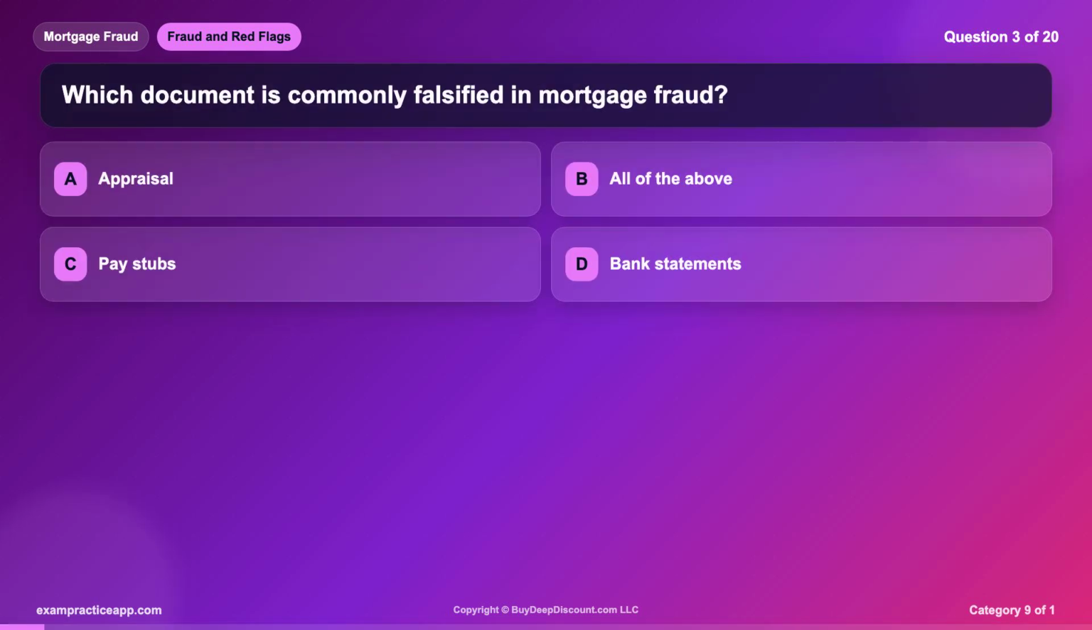Question 3. Which document is commonly falsified in mortgage fraud? Option A, appraisal, option B, all of the above, option C, pay stubs, option D, bank statements. Take a moment to choose your answer. The correct answer is option B, all of the above. Explanation. Multiple documents may be falsified.